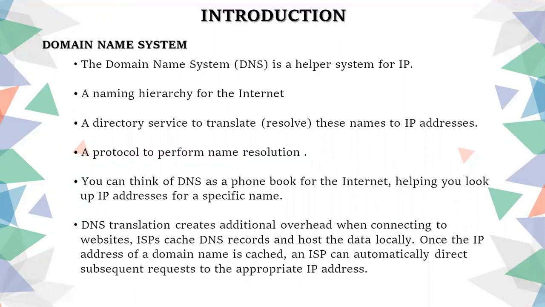Internet service providers cache DNS records and host the data locally. Once the IP address of a domain name is cached, an ISP can automatically direct subsequent requests to the appropriate IP address. First of all, DNS serves as memorable names for websites and other services on the internet. We are going to convert that alphabetical address into an IP address. It is a translator and a directory to access the web server or the website.